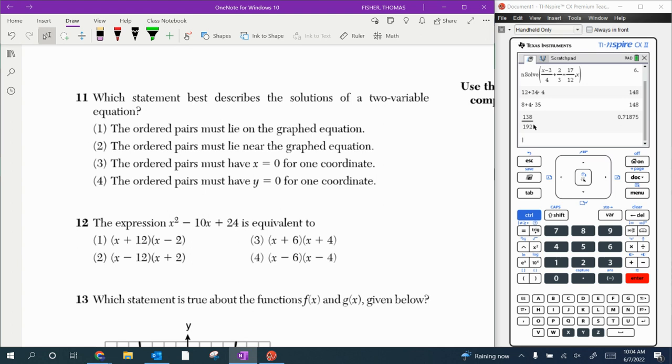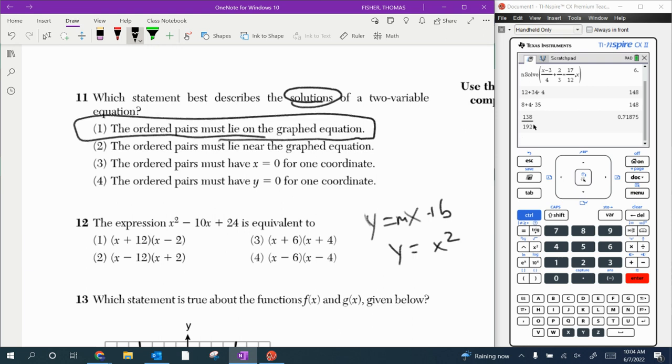Which statement describes the solutions of a two-variable equation? So two-variable equation. So let's think. It's kind of general. So that's just like y equals, it's two variables. It could be all sorts of things. Could be a line, y equals mx plus b. Could be quadratic. Those are two variables too. Let's see what makes sense. So the solutions, are they on the graph of the equation? Yeah. The ordered pairs must lie on the graph of the equation.